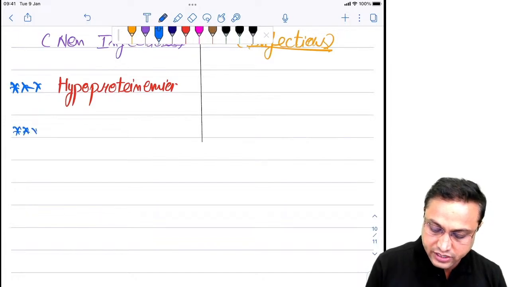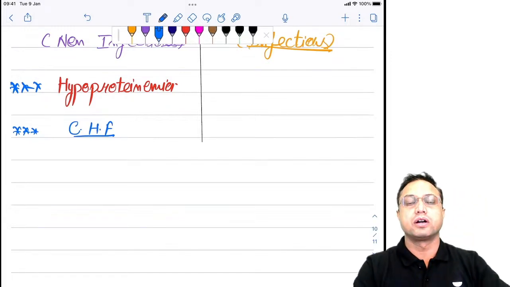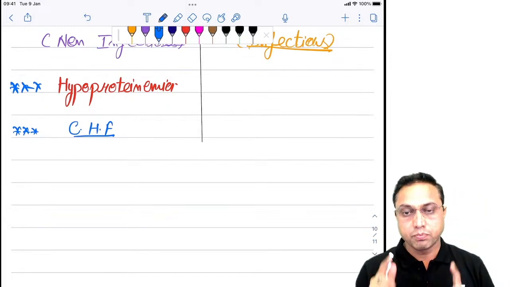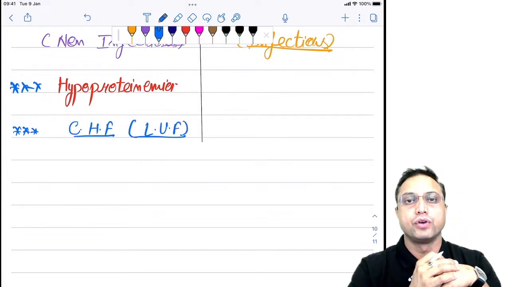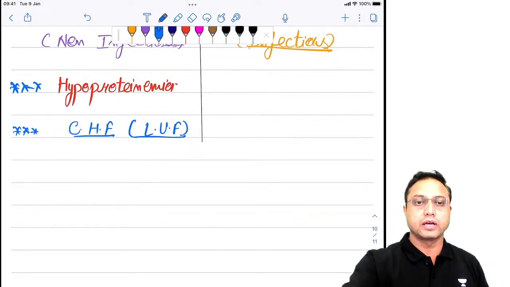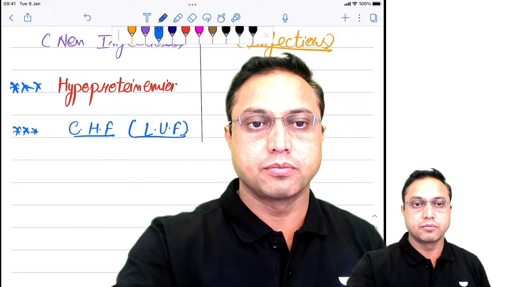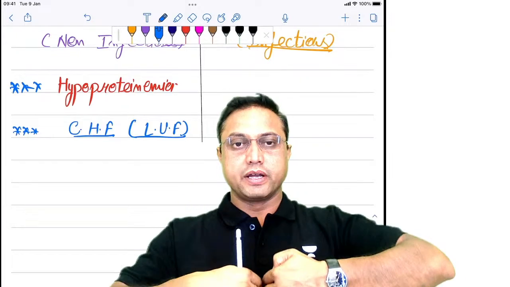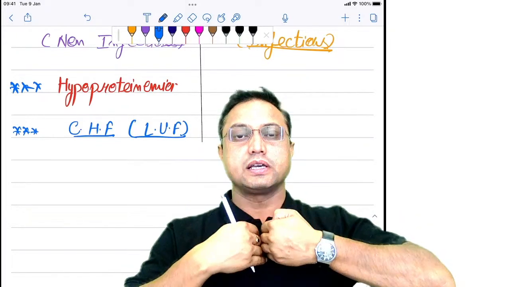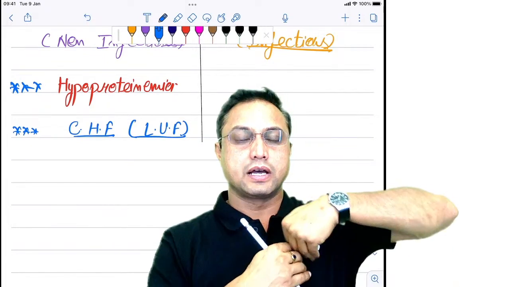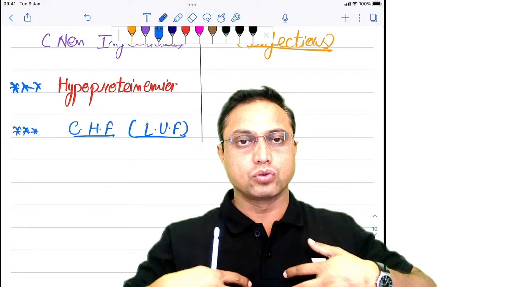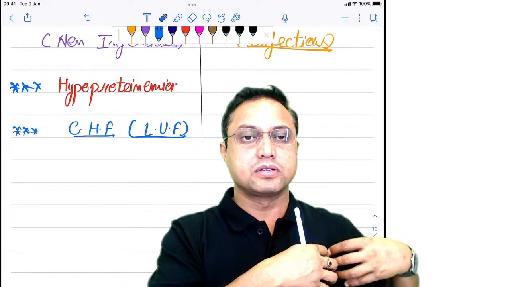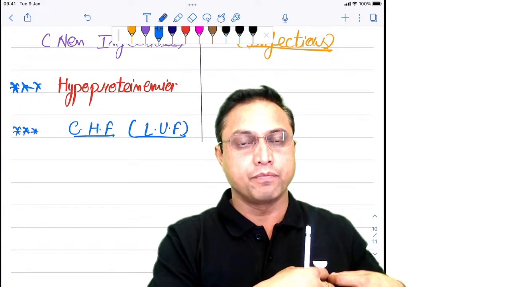Second thing you have to understand is congestive heart failure, another most common cause. Put your pens down. Particularly, I am talking about left ventricular failure. Understand the concept over here. Just a second, let me put this big camera on. Understand the concept. From here, the fluid is coming. This is the inferior vena cava. This is the superior vena cava. The fluid is getting drained into the right side of the heart. Then it is going into the pulmonary circulation. And from the pulmonary circulation, it is coming into the left side of the heart.